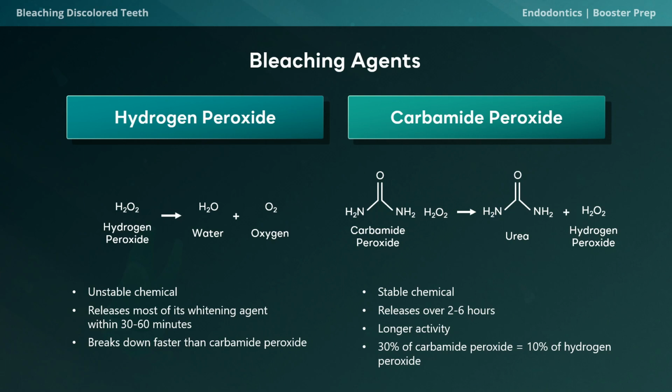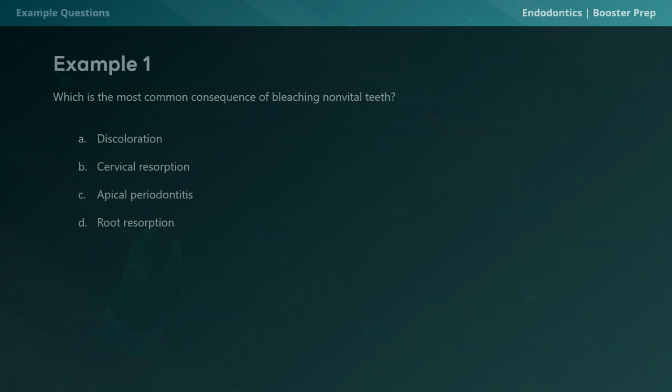Carbamide peroxide starts with the word CAR, car. So think of carbamide peroxide as the material patients put in their car and drive home to use for at-home bleaching. And if you remember that, you'll know that hydrogen peroxide by default will be the one that we use in the dental office. Alright guys, that's it for this topic. Now let's reinforce everything we just learned with a couple of practice problems.